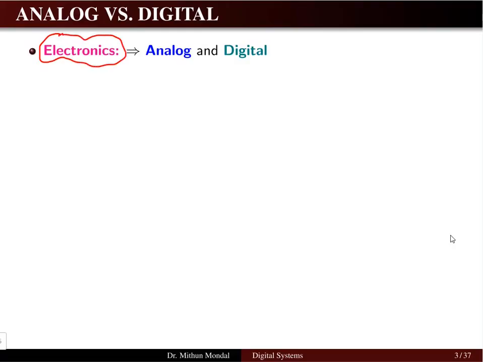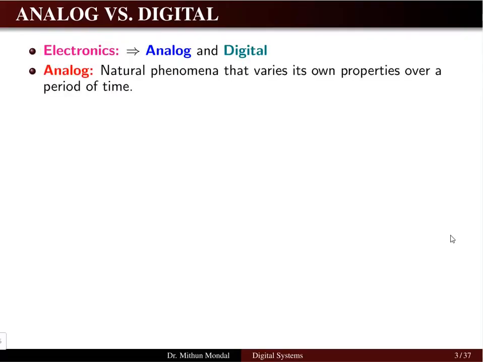But before that, let us see what is the difference between the analog versus digital system. In electronics, two important systems that we discuss are the analog system and the digital system. When we talk about the analog system, it is basically the natural phenomena that show their own properties over a period of time. So time is an important factor, because whatever the signal or the response that we capture is with respect to the function of time t.